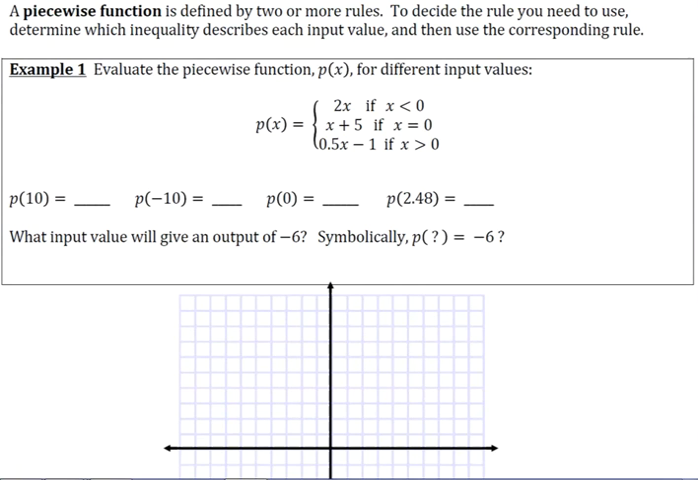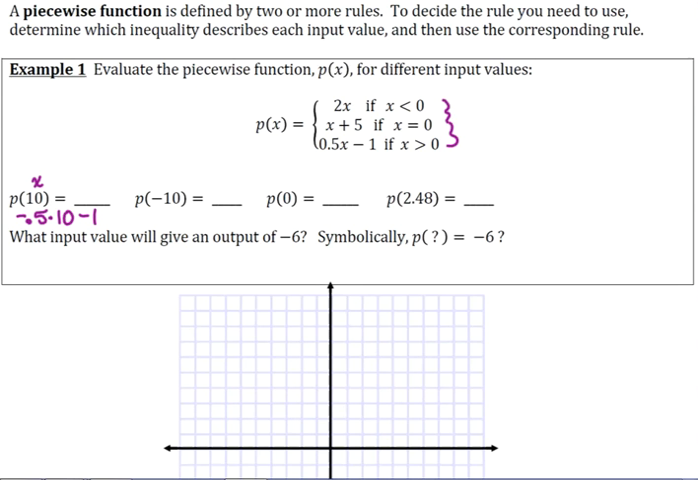So they ask us, what is P of 10? Well, we've got to look at the inequality here. We've got x is less than 0, x is equal to 0, and x is greater than 0. Well, isn't 10 an x value? So is 10 less than 0, equal to 0, or greater than 0? Greater. So that means we use the third piece. We only use the third piece. So we're plugging 10 into that third piece.